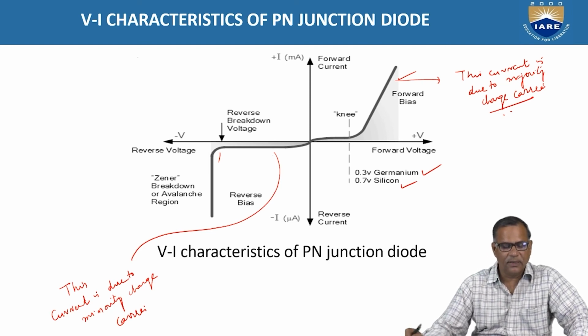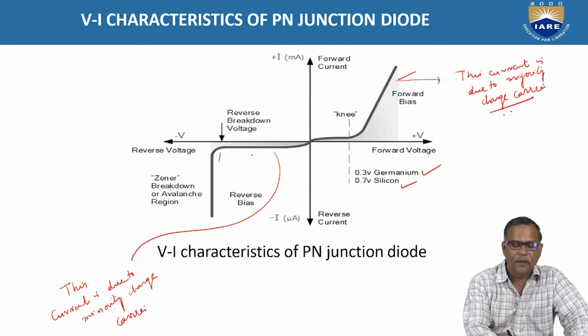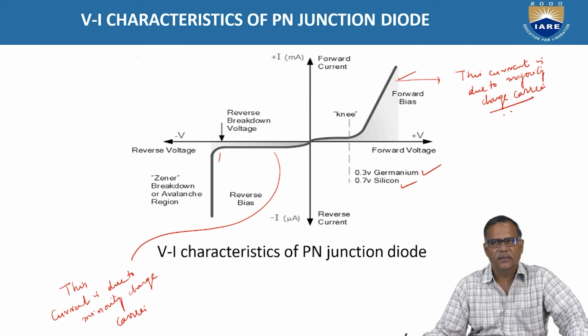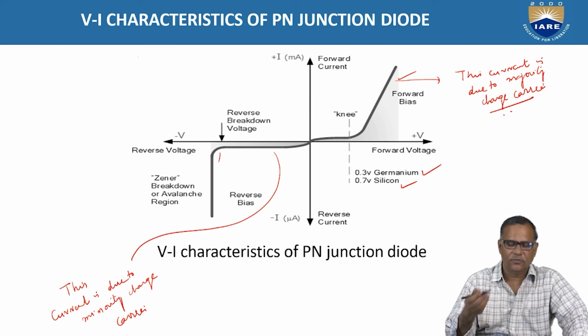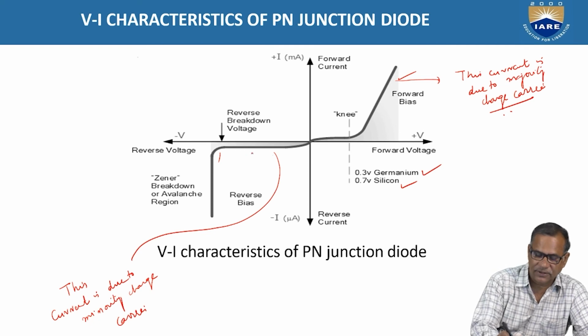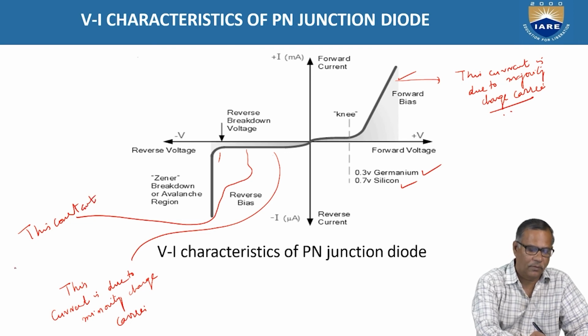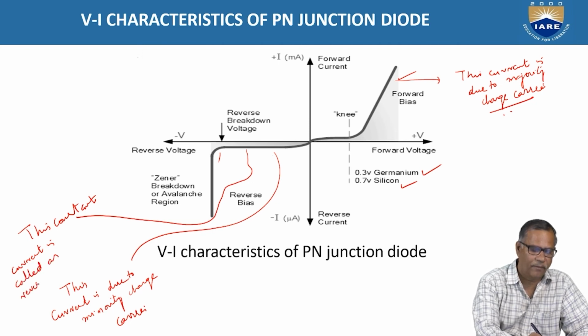And in the reverse bias, where the applied voltage is negative and the current is very small, it is called the reverse saturation current. It is almost constant, and this is called the reverse saturation current, I0.